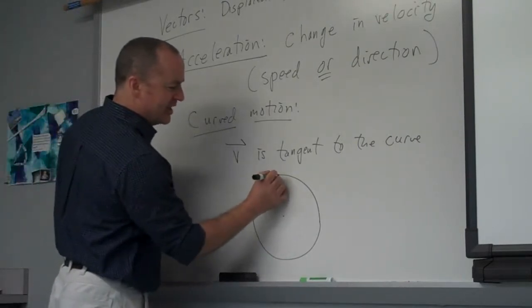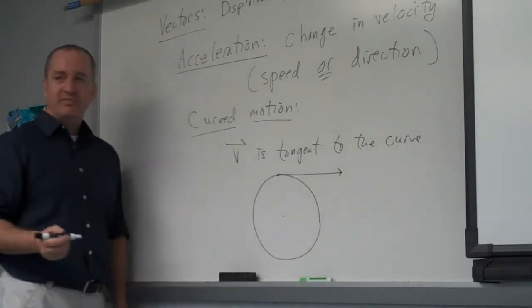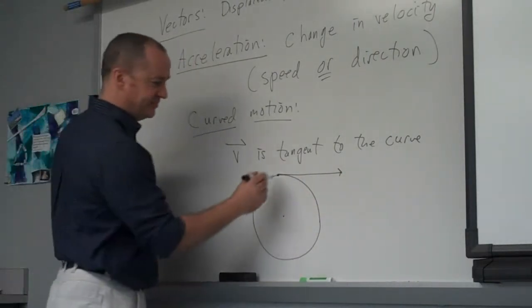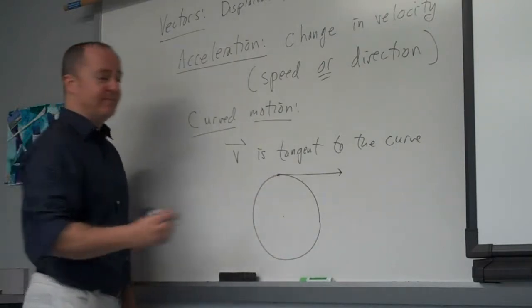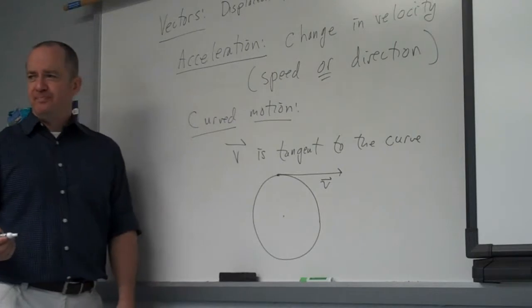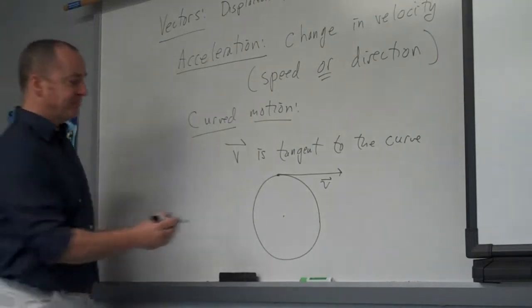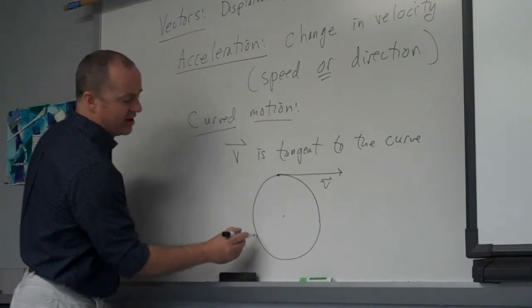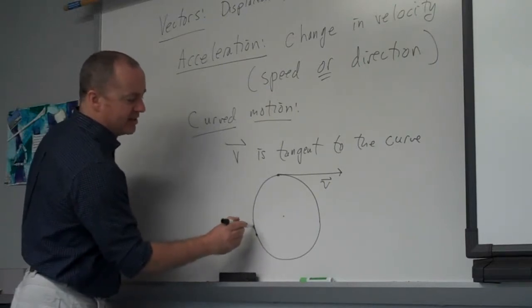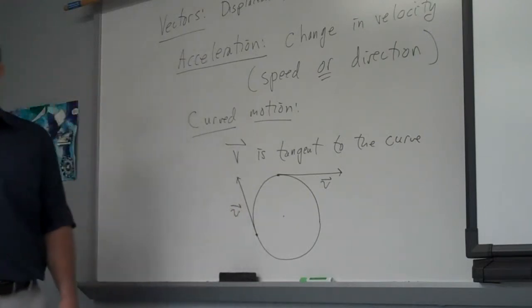Also, the velocity vector is tangent to the curve. So if I want the sling to have a displacement that way and a velocity that way, I have to let go at the top. And that might be my velocity vector. If I'm spinning this at the same speed, then anywhere in my spin, there's a tangent velocity vector of the exact same length.